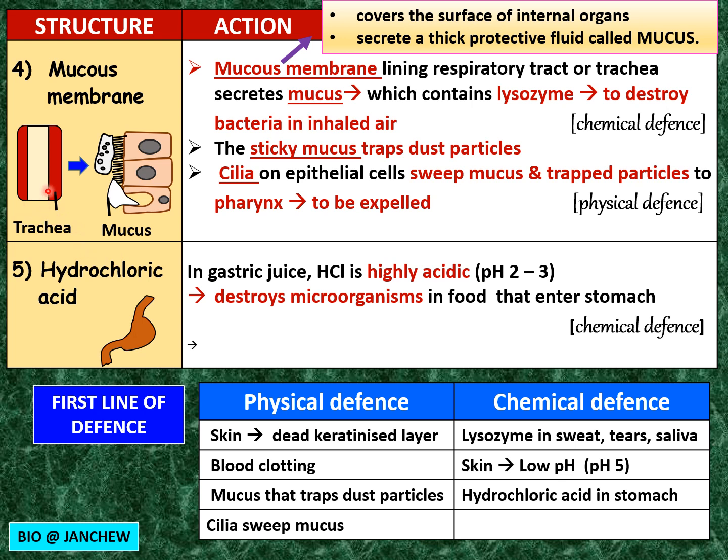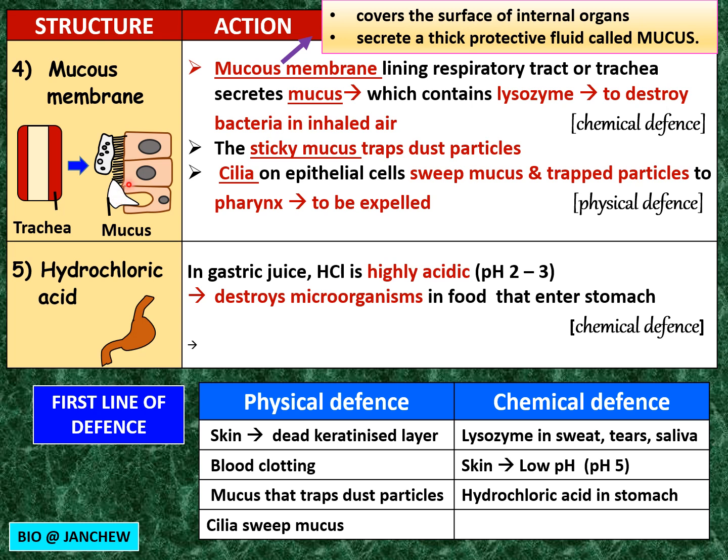Now, on the internal surface here, lining the internal surface, are the epithelial cells. There are two types of epithelial cells. The first type is called the goblet cell, and it produces mucus. It has a depression here, and it produces mucus, which contains lysozyme to destroy the bacteria in inhaled air. Furthermore, the sticky mucus will trap dust particles and pathogens.